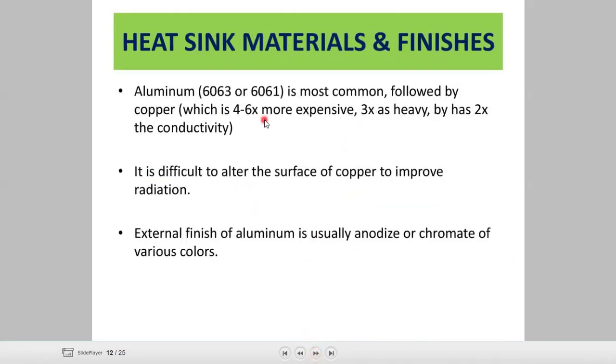So aluminum is the most common, followed by copper. Here it has 4 to 6 digits, it's more expensive. Suppose 3 digits means heavy, 2 means conductivity. So it is difficult to alter the surface of copper to improve radiation. External finish of aluminum is usually anodized or chromated in various colors.